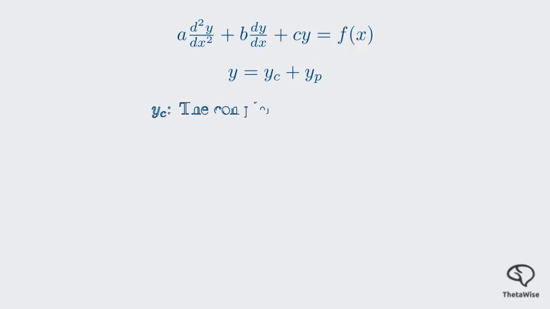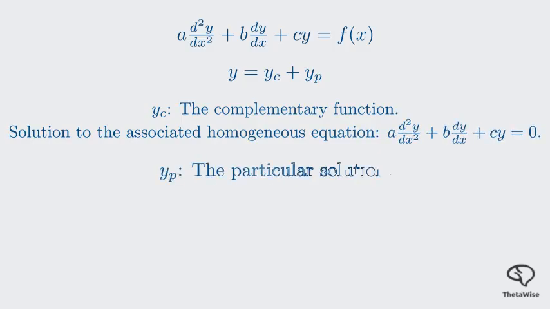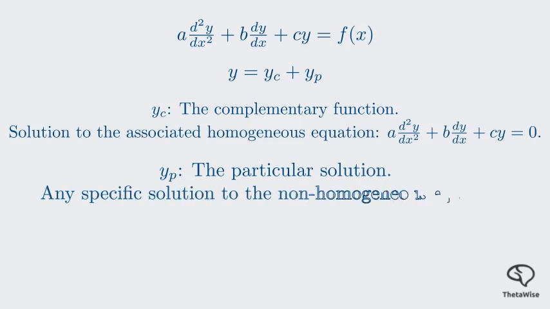The complementary function, yc, is the general solution to the associated homogeneous equation, where we set the right-hand side to 0, and the particular solution, yp, is any specific solution to the non-homogeneous equation. It does not contain any arbitrary constants. So our strategy will be to solve the equation in two distinct steps. Find yc, then find yp, and finally add them together.